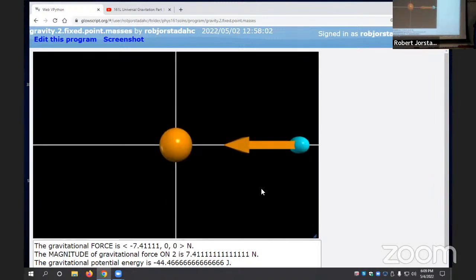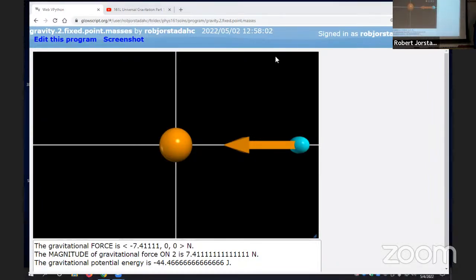Now, in this case, we see we have an orange mass and a light blue mass, and there's a force exerted on the light blue mass. But just in case there's colorblind stuff going on, we'll call this one object one. This is object one, and we're looking at the force on two. So that's this one. This is object two.